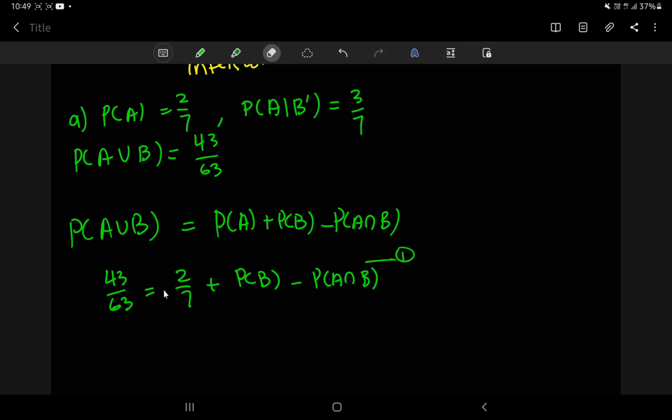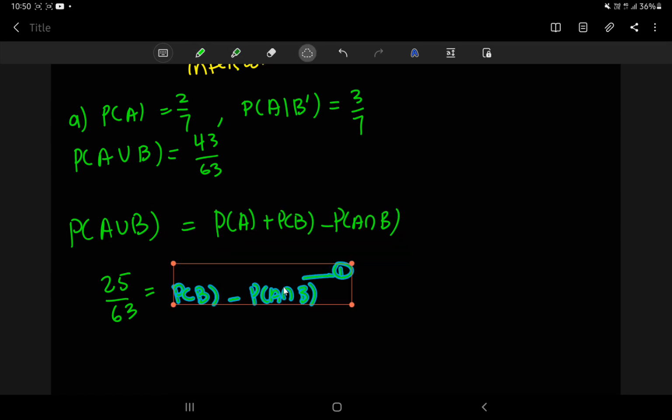Maybe we can tidy this up and simplify it. I will bring it to the left hand side, so 43 over 63 minus 2 over 7 is 25 over 63. That's just a matter of simplification. So this is equation number 1.